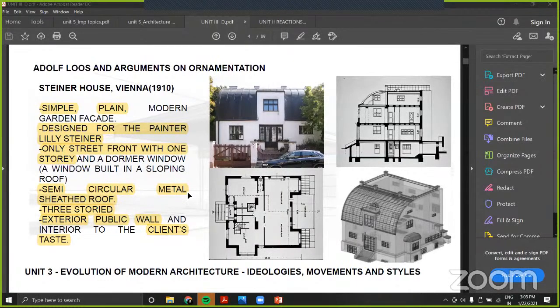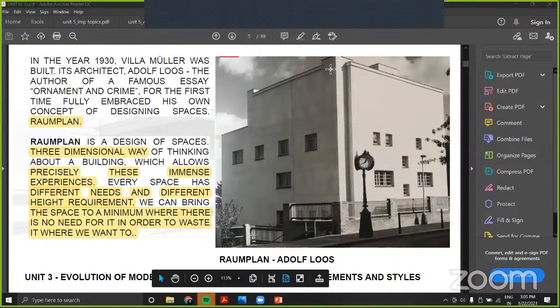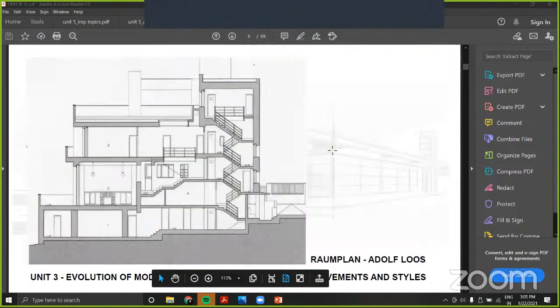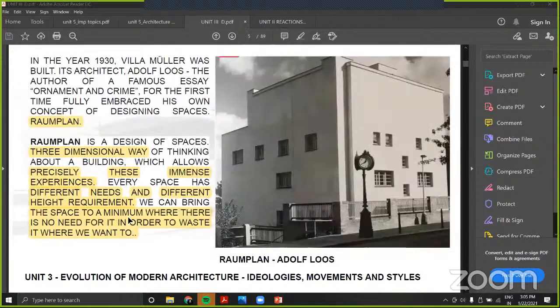And this is the Raumplan design of spaces, which is a 3 story, I think so. Yes, it's a 3 story structure. Sorry, this is a 4 story structure. On the rooftop, they are using a terrace.